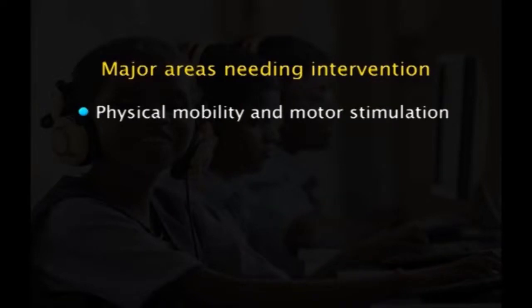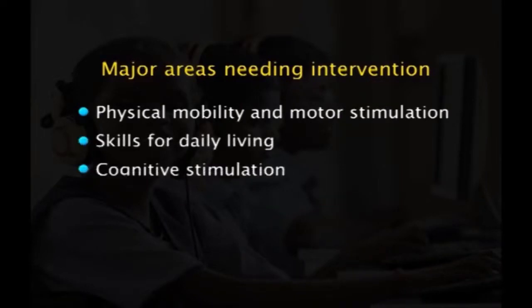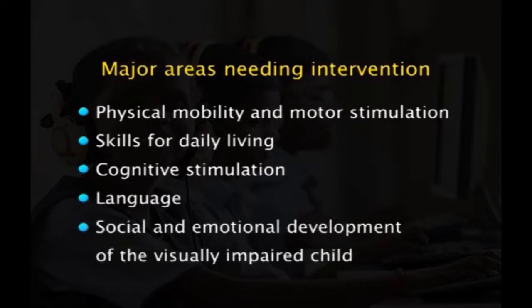But as we all know, the education of the handicapped children or the disabled children is a joint responsibility of both the resource teacher and the regular teacher. In fact, it is ultimately the responsibility of the regular teachers, and the resource room teacher is there only for support. So, the major areas needing intervention are the physical mobility and motor stimulation, the skills for daily living, cognitive stimulation, language, social and emotional development of the visually impaired child. Regular teachers should therefore know how to handle the children with visual impairment.